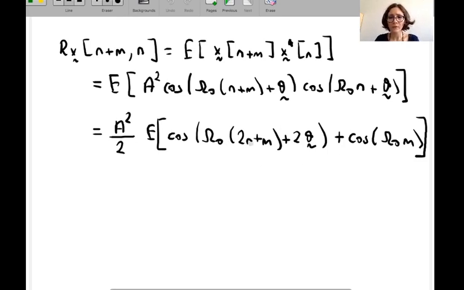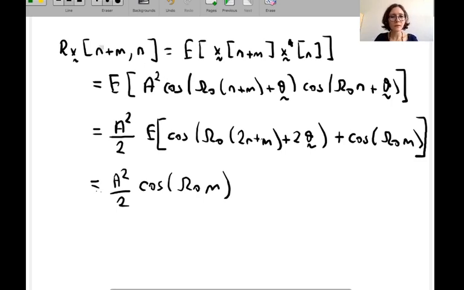So this one will disappear when the expectation is evaluated, and you'll be left with the expectation of the second term. But what is that? Well, theta is random. There is nothing about theta in here, it's just a constant term, so it just goes out as itself. So the result will be a squared over 2 times this second term, cosine omega 0 n. So this is the expectation that we found for the autocorrelation function.